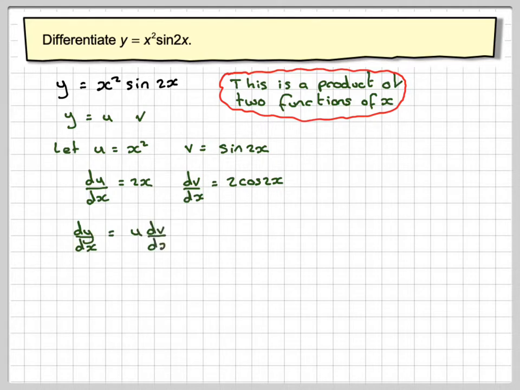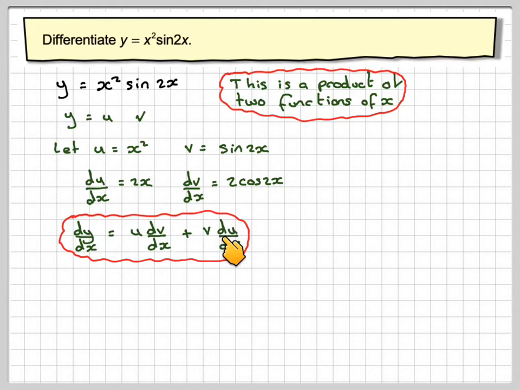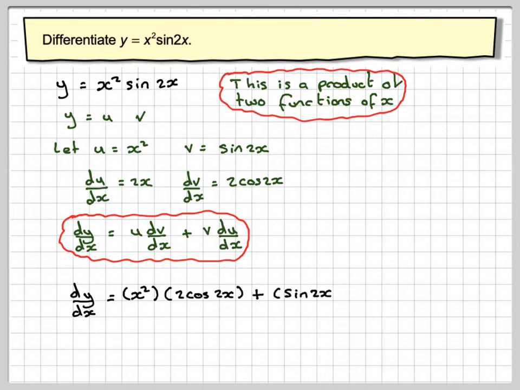The product rule says dy by dx is equal to u dv by dx plus v du by dx. Therefore dy by dx will be equal to u, which is x squared. Now when you substitute in here, use brackets, times dv by dx, so it's going to be 2 cos 2x, plus v, which is sine 2x, times du by dx, which is 2x. But notice I have substituted in using brackets.